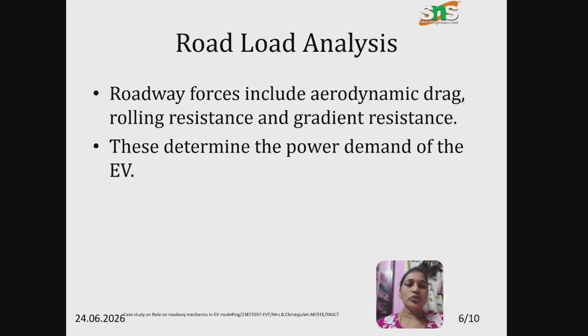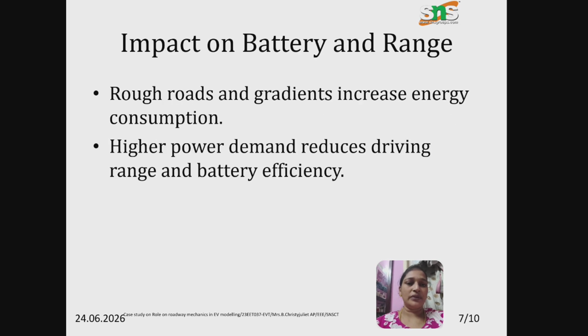be different. Rolling resistance is resistance offered by the road when the vehicle moves in one direction. So the rolling resistance will always oppose the traction force. And the gradient resistance is the resistance offered by the road when the vehicle moves on any slope. So when we move the vehicle upwards on a hill, there will be a force that makes the vehicle move downwards, right? That is called gradient resistance. So these parameters determine the power demand of the EV.